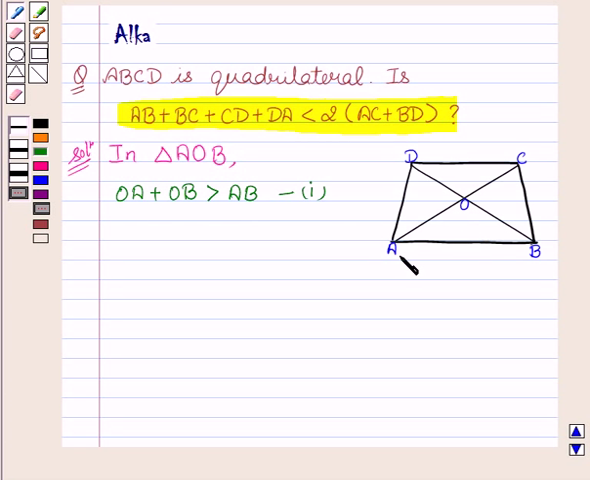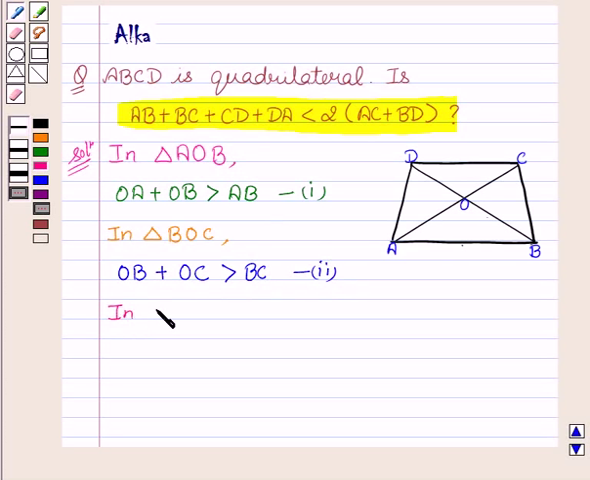Here we have followed the property that the sum of the length of any two sides of a triangle is greater than the length of the third side. Now again, in triangle BOC, OB plus OC is greater than BC. This is our second equation.